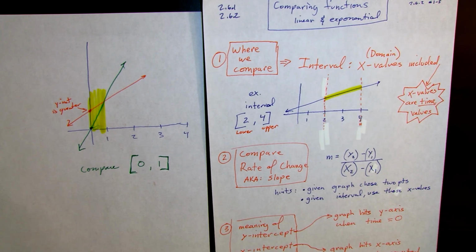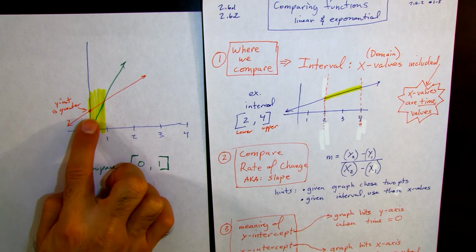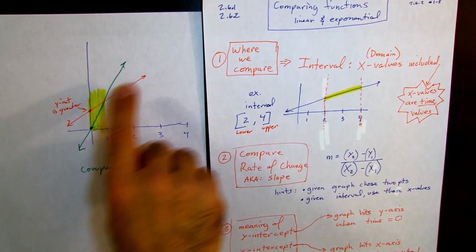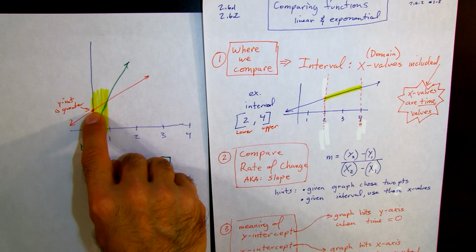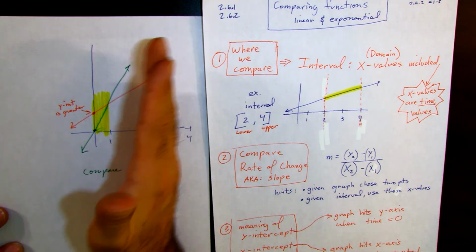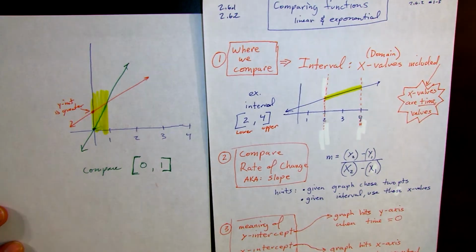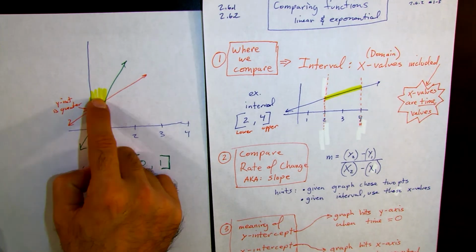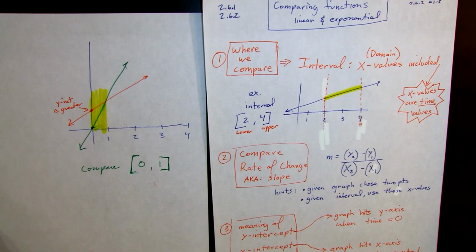I could say that the red graph, which is this graph here, starts with a higher value, right? When time is 0, it starts with a higher value. That would be one element that I could talk about. I could talk about the slope like we did. We could talk about where they intersect. That might be important sometimes.